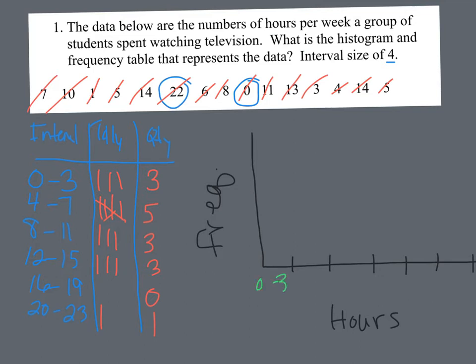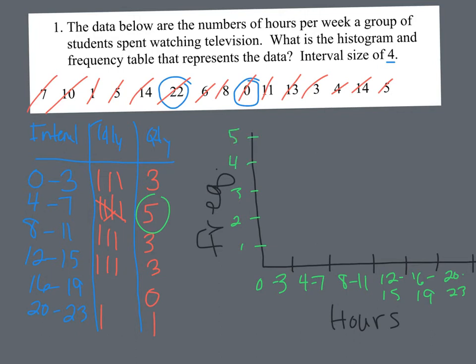Now we have 0 to 3, 4 to 7, 8 to 11, 12 to 15, 16 to 19, and 20 to 23. Now our frequency, our largest number is 5, so I just need to make sure there's 5 intervals here. So 1, 2, 3, 4, and 5.